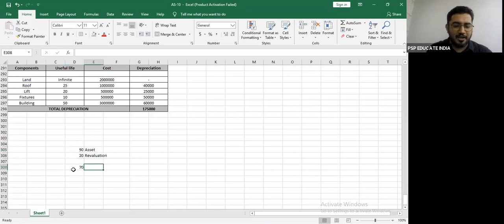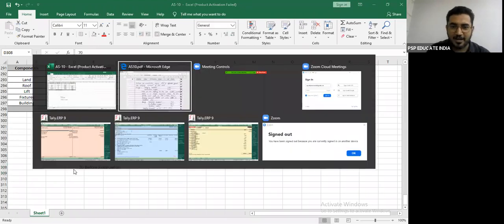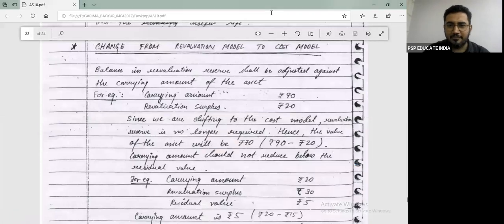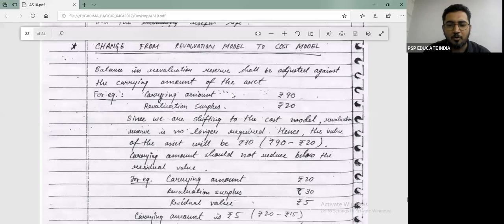So before revaluation, the value was how much? 70. Okay, now pay attention ahead. See what they've given. Balance in revaluation reserves shall be adjusted against the carrying amount of the asset. Now you understand why we will adjust against the carrying amount of the asset? Because when you revalue, you add to the value of the asset. Now when revaluation is not required, you are shifting towards the cost model. The revaluation reserve will be adjusted against the balance of the asset.